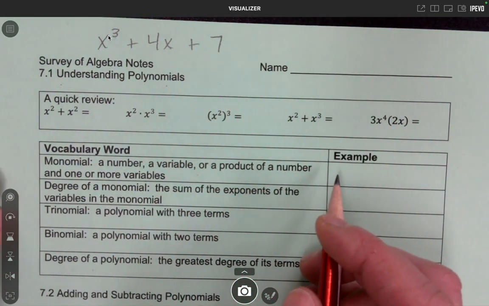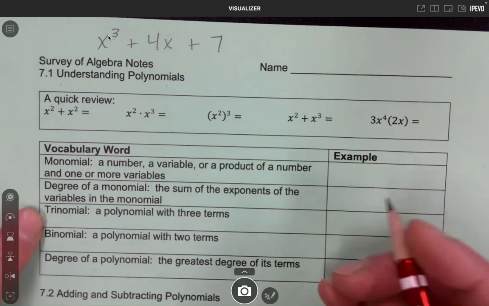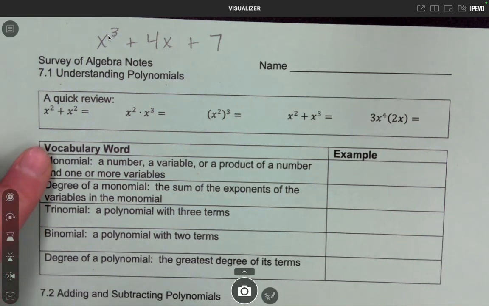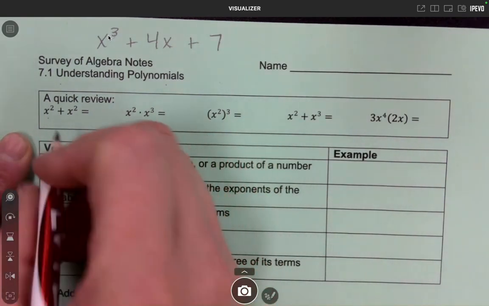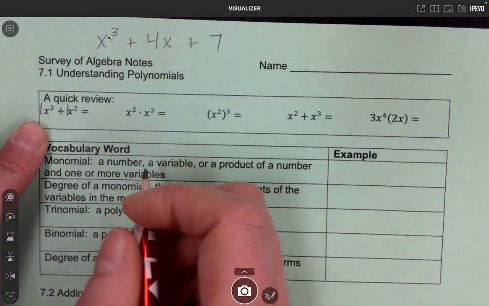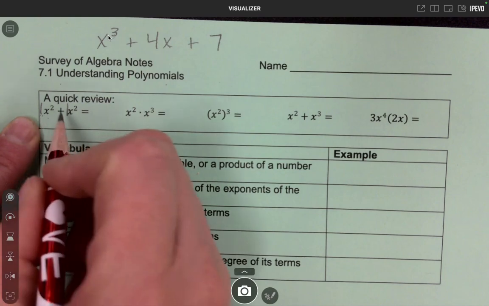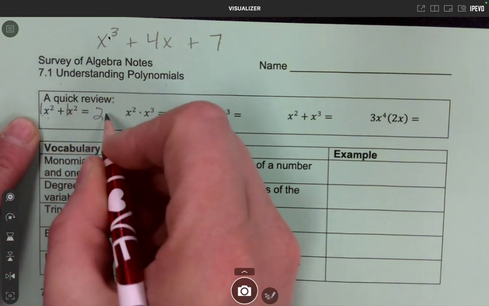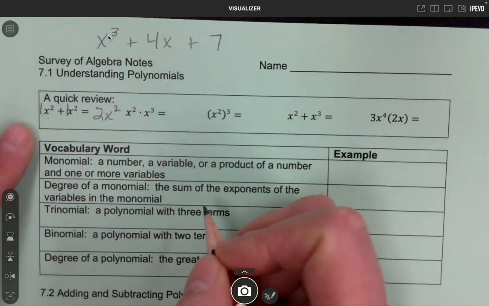So first, we just want to do a quick review about how exponents work. On this first problem, we have an x squared plus an x squared. So remember, that's a 1x squared plus 1x squared. So what we do is we add our coefficients. 1 plus 1 is 2, and we keep it as just an x squared.